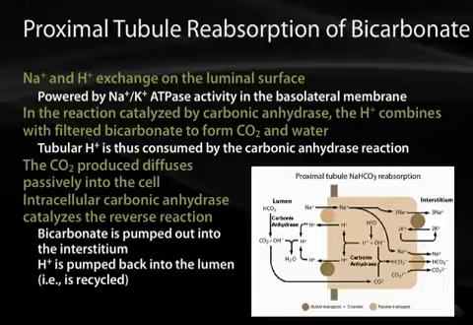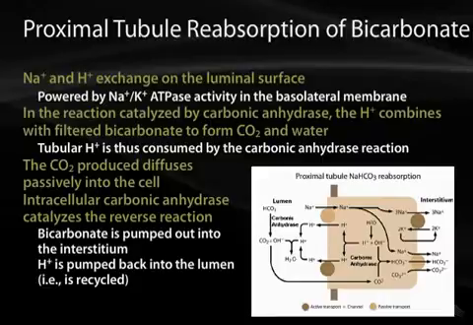Bicarbonate cannot be reabsorbed in its charged form. It must pass through the cell membrane in the form of carbon dioxide. Carbon dioxide is formed when a bicarbonate ion is coupled with a hydrogen ion. The hydrogen ion comes from the sodium-hydrogen antiporter. Sodium is reabsorbed, hydrogen is secreted out of the intracellular space into the tubular lumen.